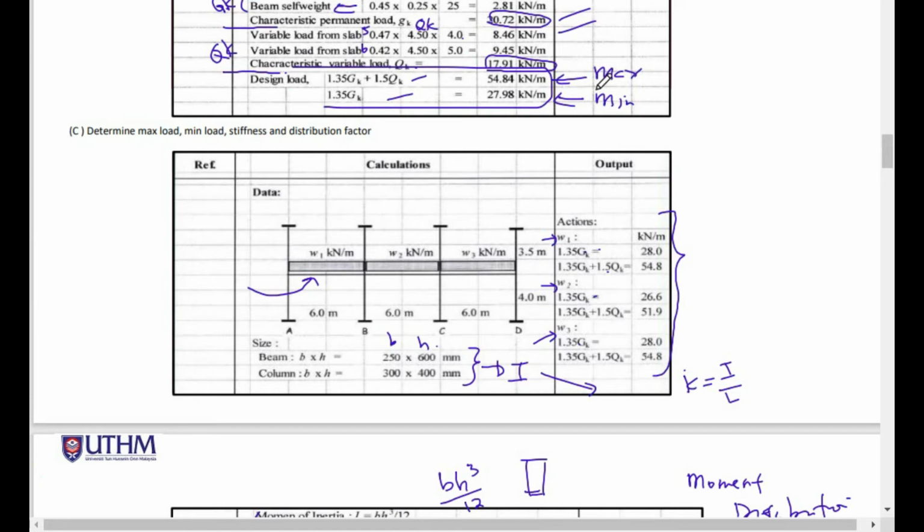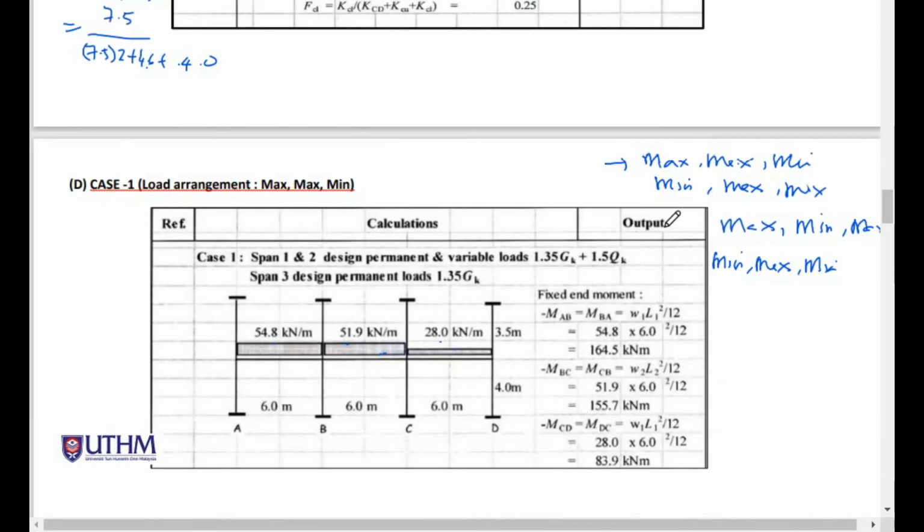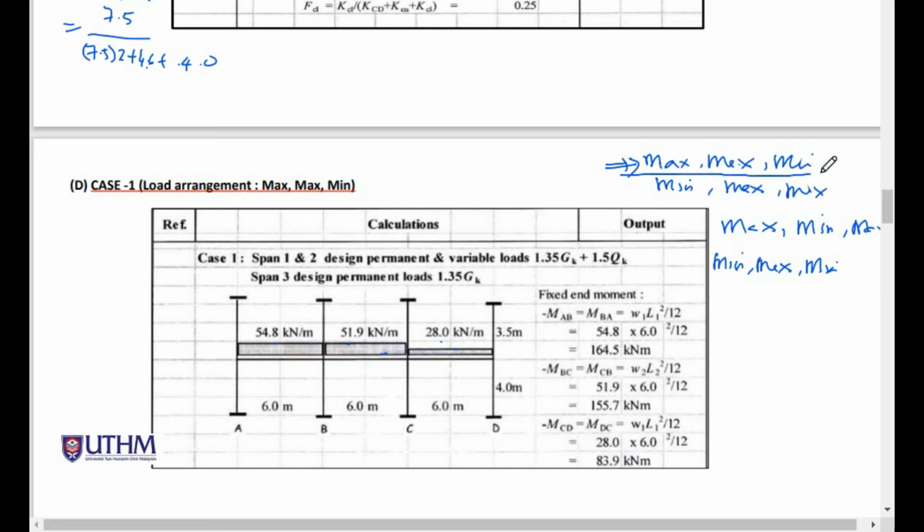So you have summarized the output in this table. Here is the maximum and minimum for span number 1, 2 and 3. First look at case number 1, where the load arrangement is maximum, minimum. So why do we need at least 4 load arrangements? This is because we want to determine the optimum shear and also moment at column and also beam.